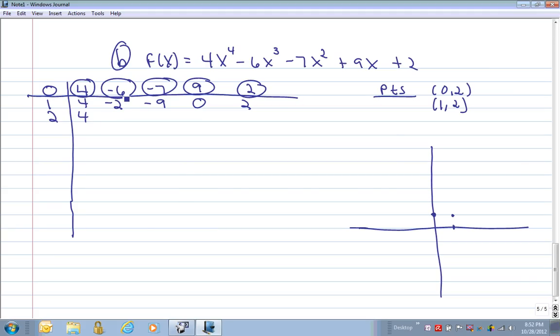And 2 times 4 is 8. 8 and negative 6 would be a 2. And 2 times 2 is 4. 4 and negative 7 would be a negative 3. 2 times negative 3 is negative 6, and positive 9 is a positive 3. And 2 times 3 is 6, and 6 and 2 is 8. And so now we have a point at 2, 8. So at 2, we're all the way up here at 8.